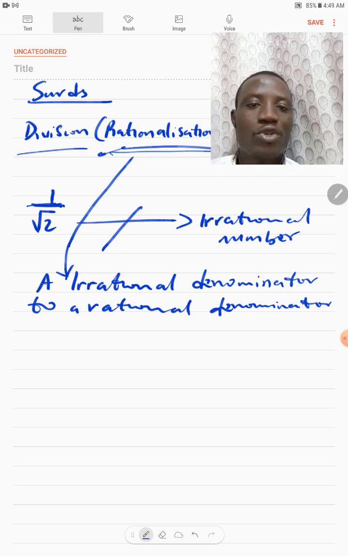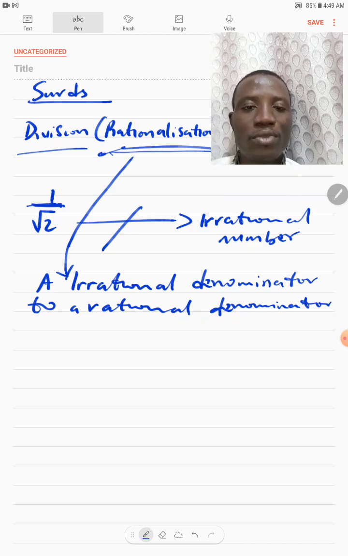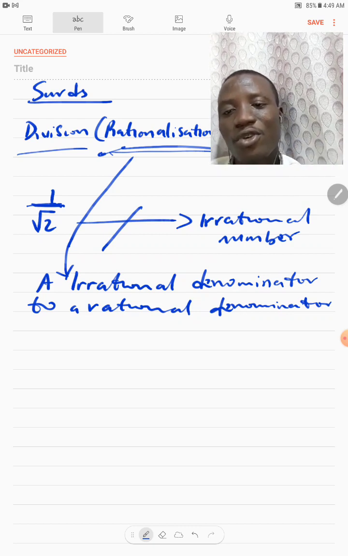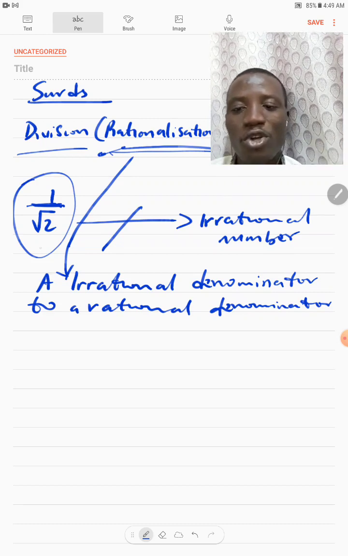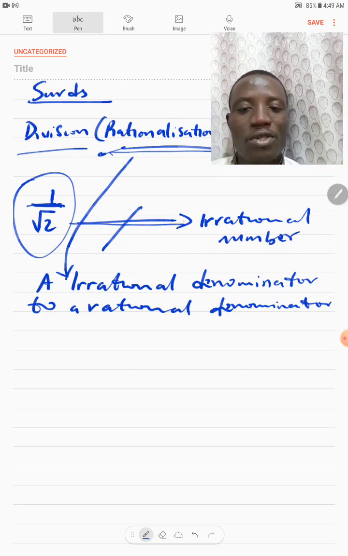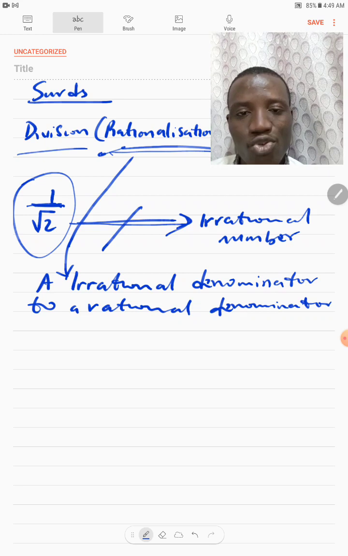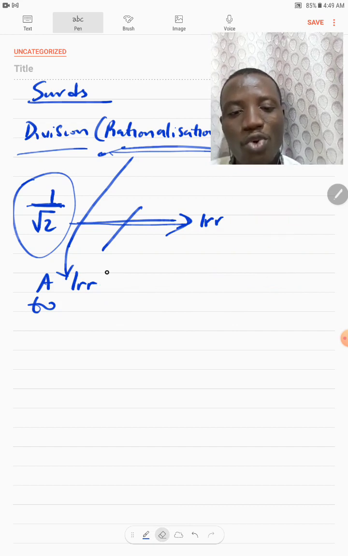So our answers should never be in irrational form. That is, the denominator of your fractional answer. If you have a fractional answer like this, the denominator must not be left in what? Irrational form. When you have it in an irrational form, you should try to take it to a rational form. So it's very, very important. So that is what we want to look at.